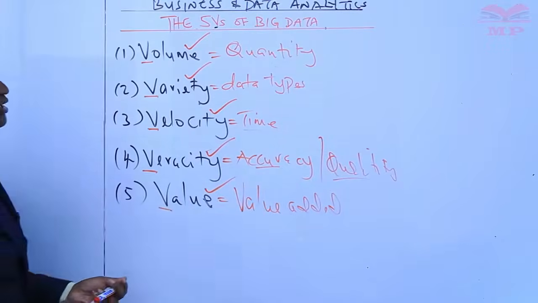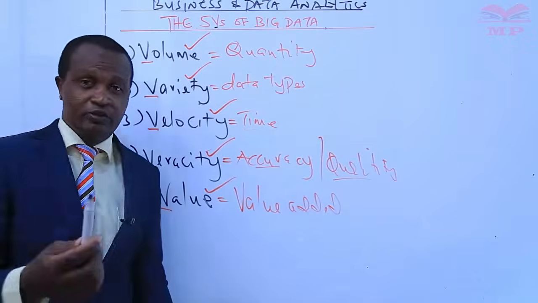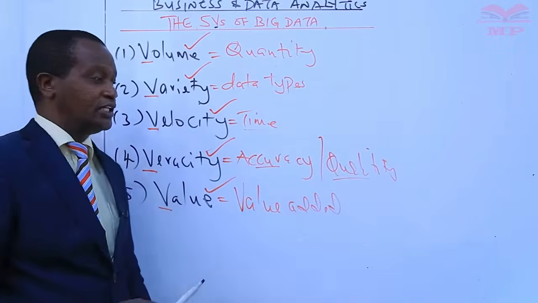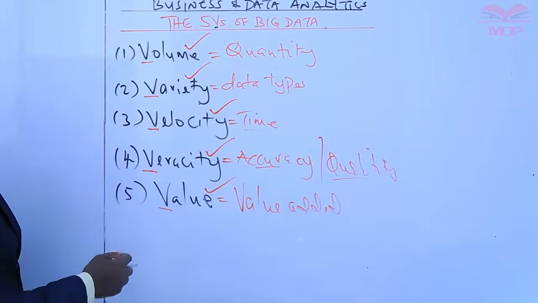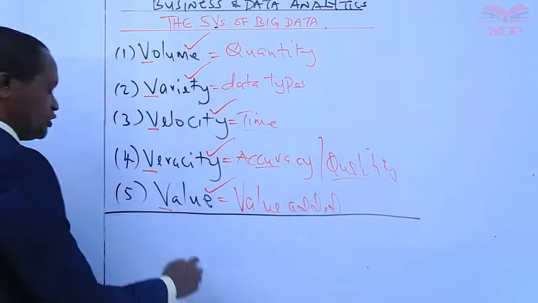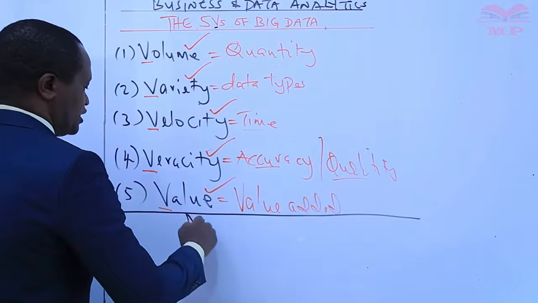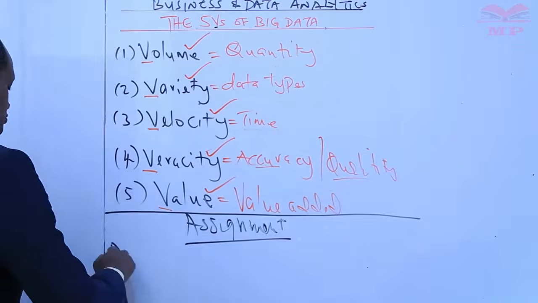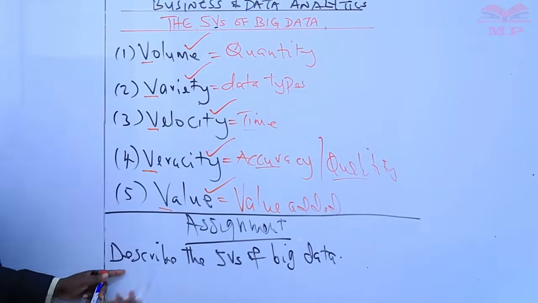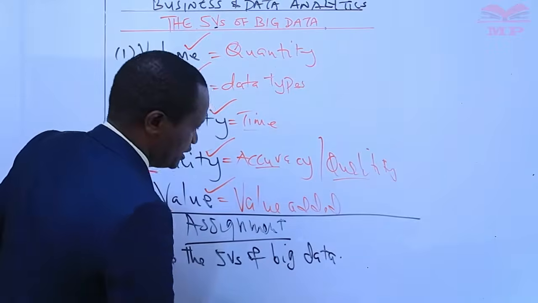And that brings the lesson to an end. The objective of this lesson was that by the end of this lesson, you, the learner, should be able to describe the 5 V's of big data, and that will form the basis of our today's assignment. Describe the 5 V's of big data.